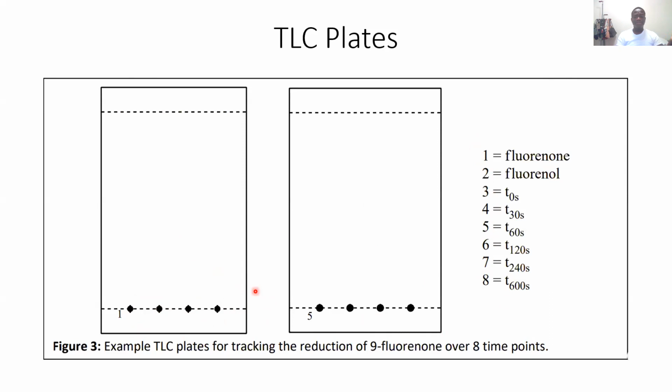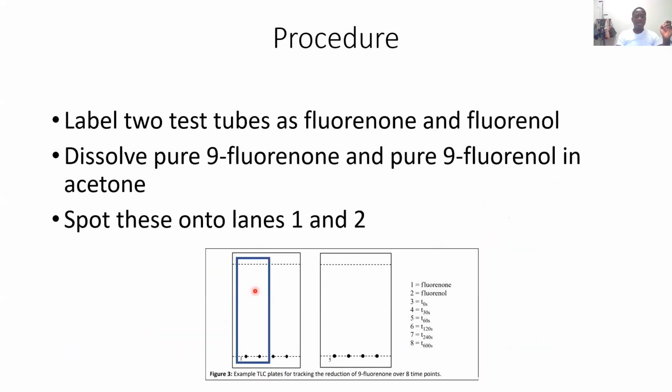Over 8 time points, but this looks like 6 time points. Anyway, you label your test tubes. You have to make a standard solution of your pure fluorenone and the expected product you expected to get, your fluorenol, your 2 standards. Standard 1, the fluorenone goes on spot 1, the fluorenol goes on spot 2, and then all the subsequent spots will be your time points as the reaction progresses.